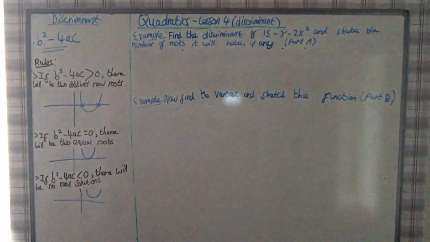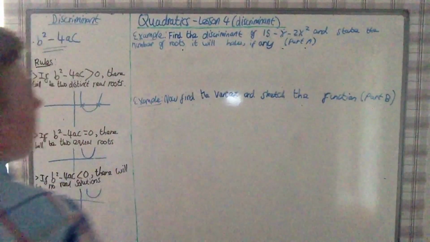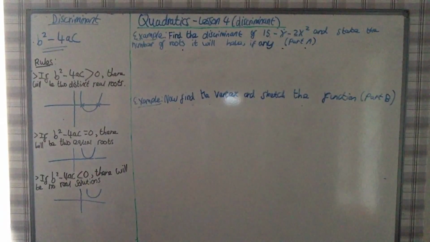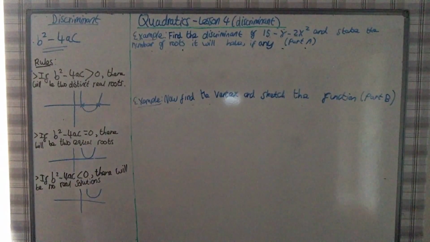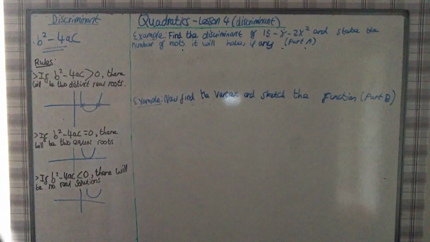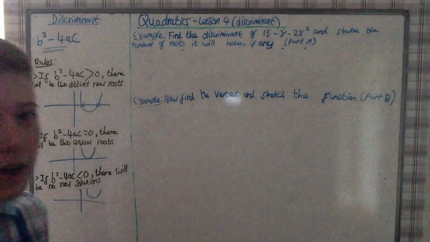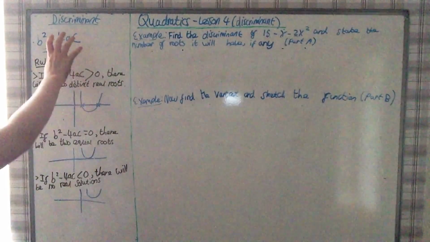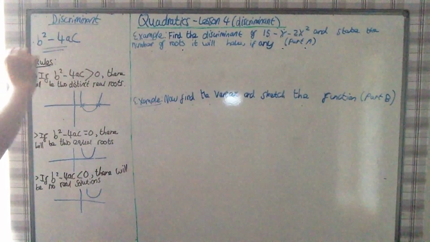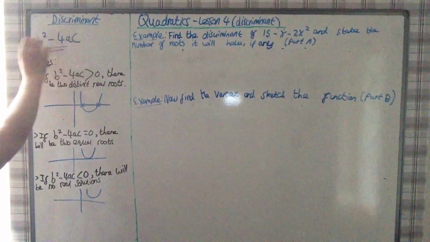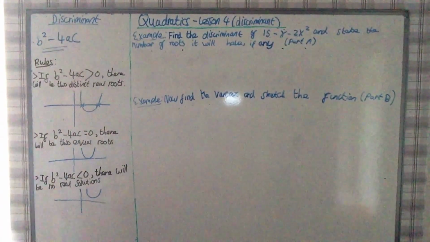Today we look at something called the discriminant of a quadratic. Hopefully you've watched my previous video where we looked at the quadratic formula, which was minus b plus and minus the square root of b squared minus 4ac all over 2a. Now this is the discriminant. This is the part of the quadratic formula within the square root sign, the b squared minus 4ac.